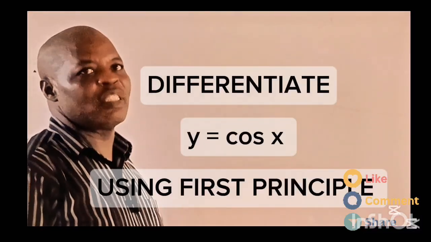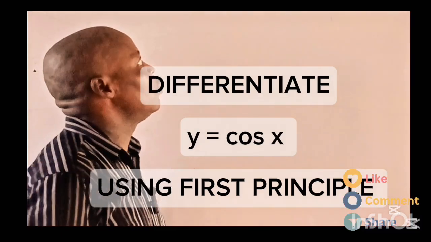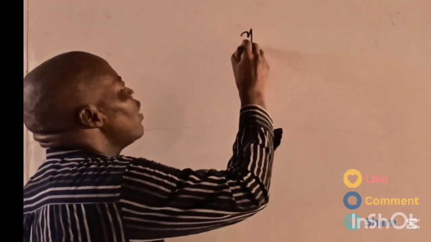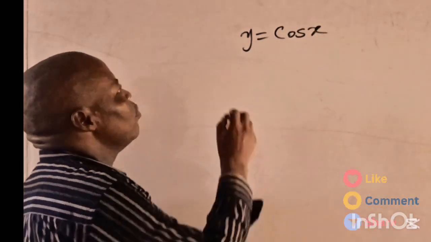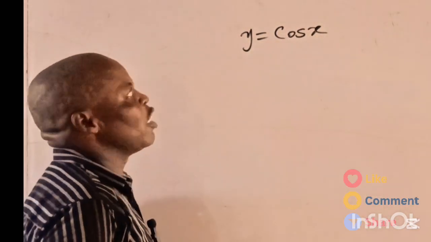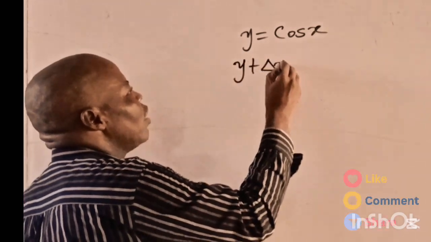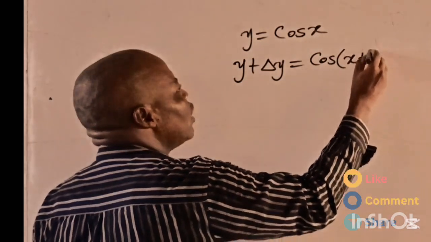I'll be finding the derivative of cos x using first principle. So y is equal to cos x. Then to differentiate from first principle, y plus change in y is equal to cos of x plus change in x.